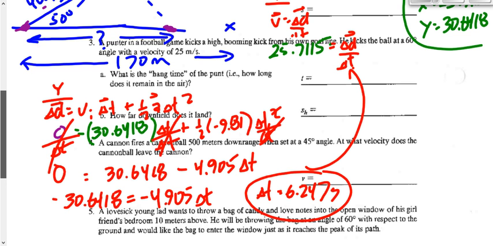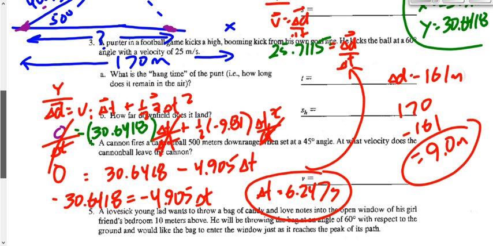So take that, sub it into here to get the horizontal displacement, and I think it was like 161 or something, wasn't it? And then to find out how far away that is from the pin, I would say 170 minus 161, 9 meters away from the pin. Is that okay?